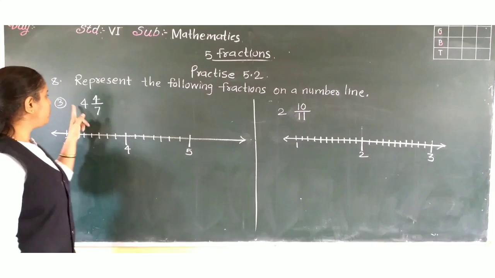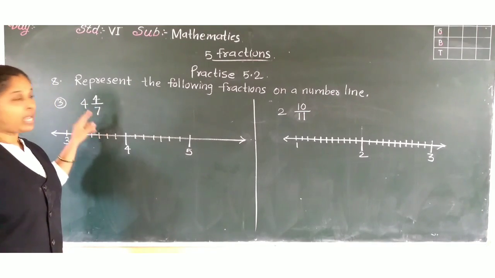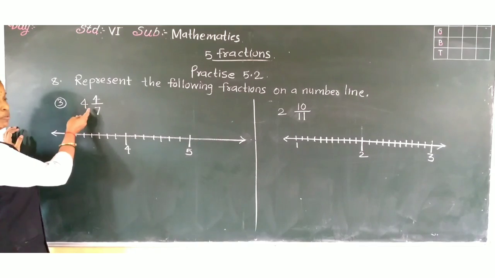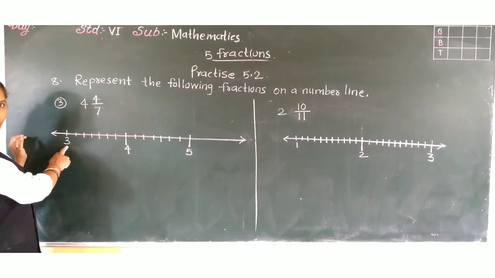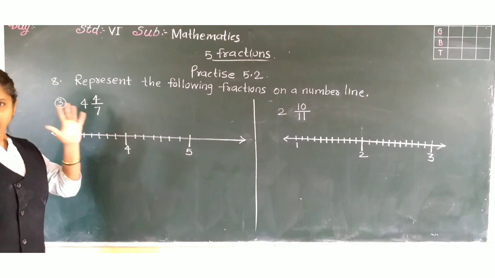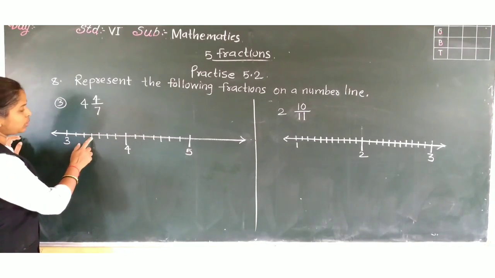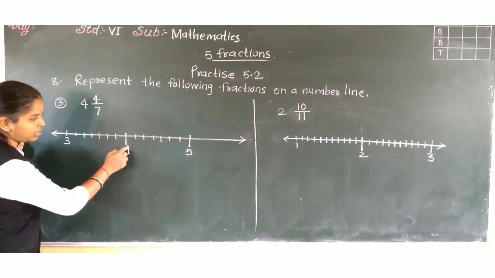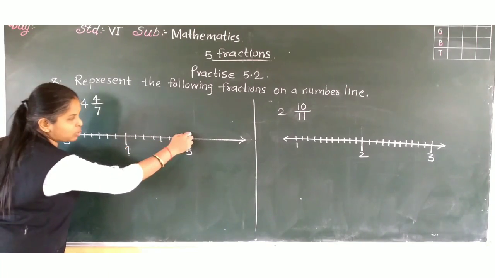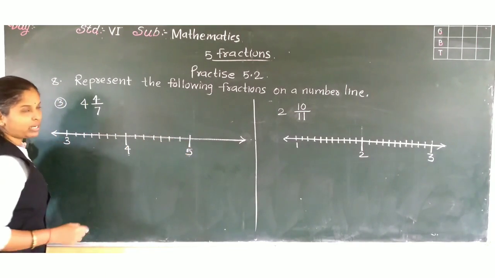Okay. Third one, 4 and 4 upon 7. That is whole number. Okay. So before 4, 3 is there. So I have started here from 3. And how many parts will be there between 3 and 4? 7. That is see, 1, 2, 3, 4, 5, 6, 7. Here 4 you will have to write. Then 1, 2, 3, 4, 5, 6 or 7 part. Next 5 you will write.